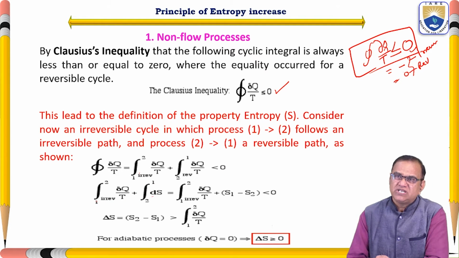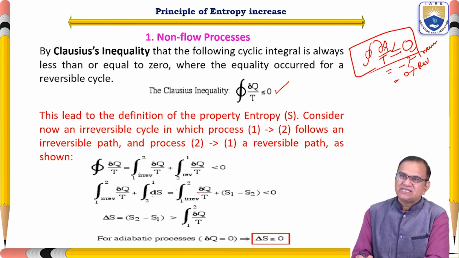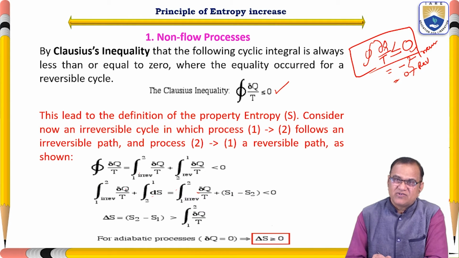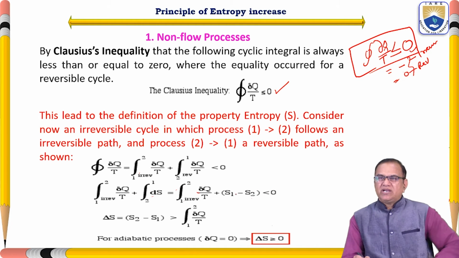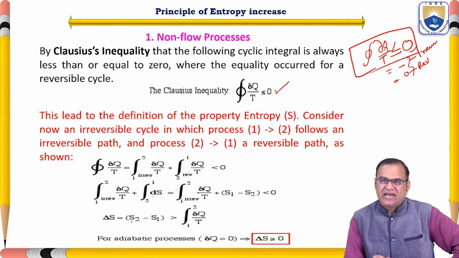Now, if you see for another process, that is 1 to 2 irreversible del Q by T plus 2 to 1, this is the dS, is equal to the integral from 1 to 2 irreversible of del Q by T plus S1 minus S2, which is less than 0. So we can write S1 minus S2, and this is the irreversible process. So here this delta S, S2 minus S1, will be always greater than del Q by T.